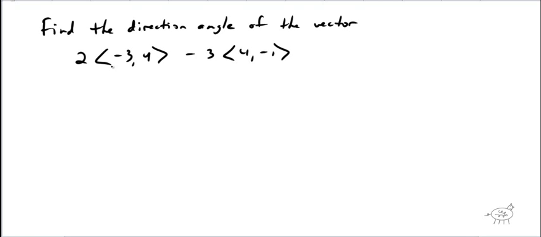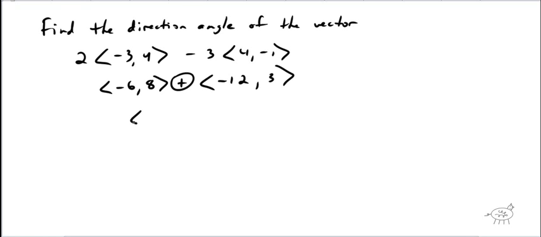Okay, so let's distribute this guy here. It's going to be negative 6 comma 8. And then I like to distribute the negative 3 just to have a positive over. So if I distribute the negative 3 times 4, so it's going to be a plus here. It's going to be negative 12, and negative 3 times negative 1 is positive 3. Okay, and it's just kind of nice having that plus there. So then when I combine them together, I get negative 6 minus 12 is negative 18, and 8 plus 3 is 11. So that's my resultant vector by multiplying that all out.